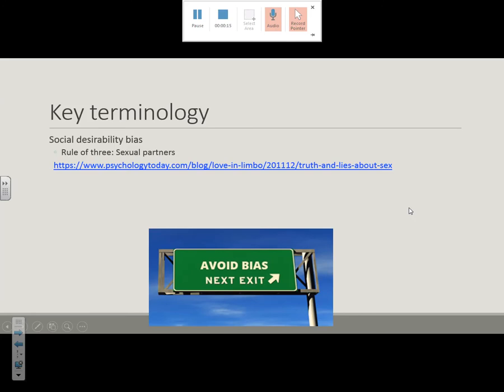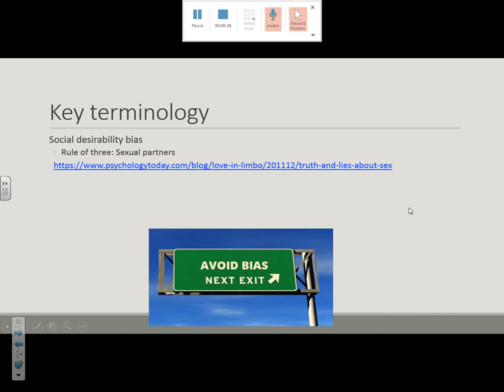Here we've got social desirability bias, which I think we've touched on possibly in class. It's the idea that people will give what they think the socially acceptable answer is. And the example here is the rule of three related to sexual partners. You could look at Psychology Today, not necessarily the most reliable or valid kind of source, but quite interesting sometimes.